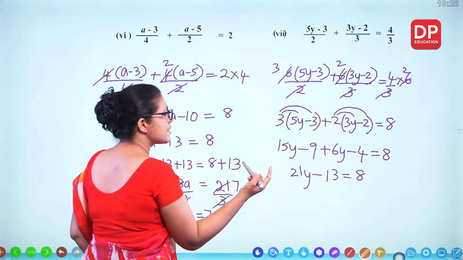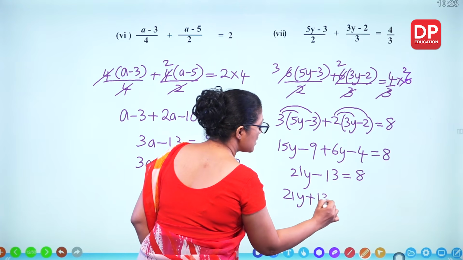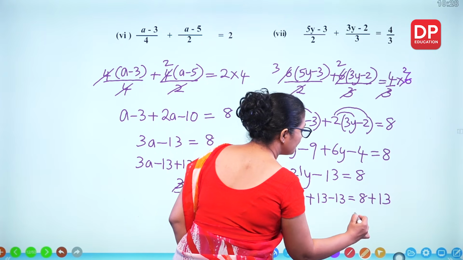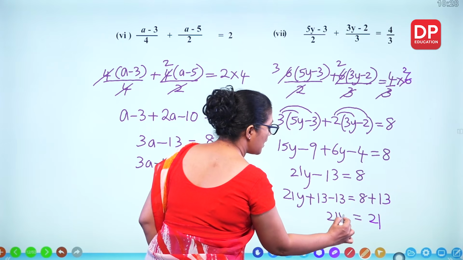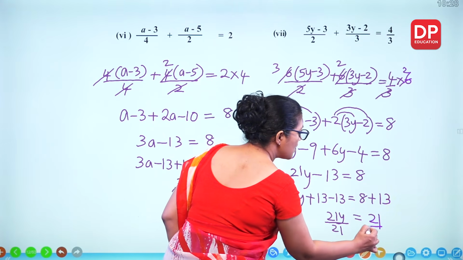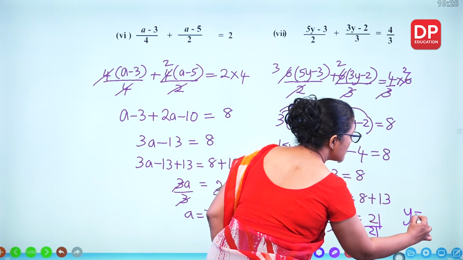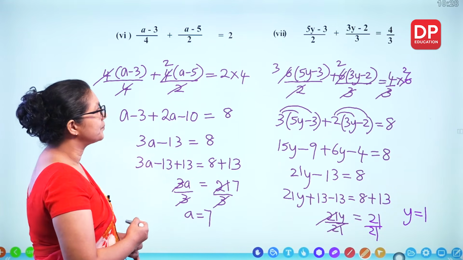Now take minus 13 to the other side. That means adding 13 to both sides. So you get 21 here and 21y. When you divide by 21, you get y equals 1. 21 divided by 21.